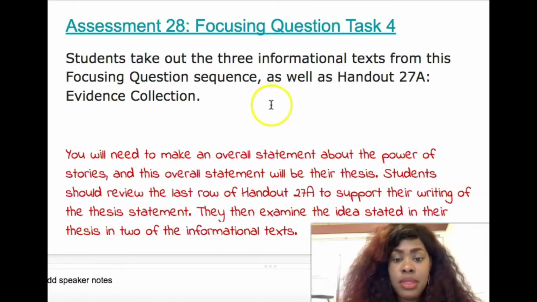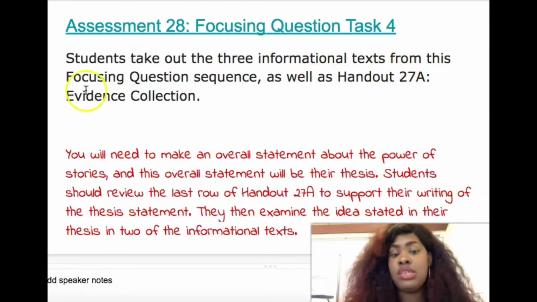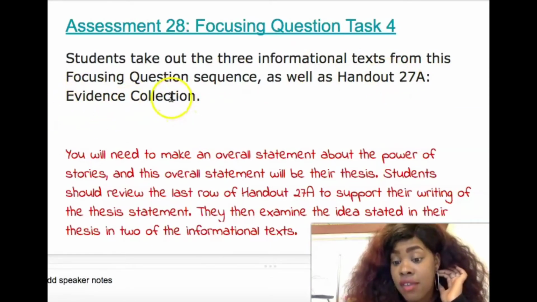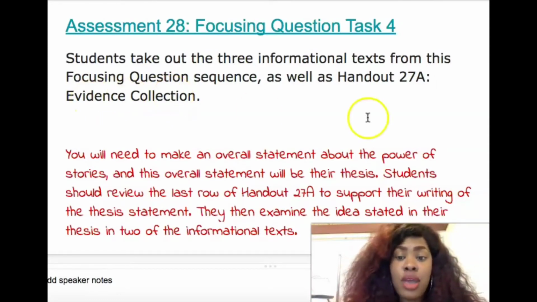So have those up. And also I would pull out your handout 27A. If you've completed your handout 27A of evidence collection, this is going to be inside of your drive because you should have already completed this. So you should be able to go ahead and pull this back up.